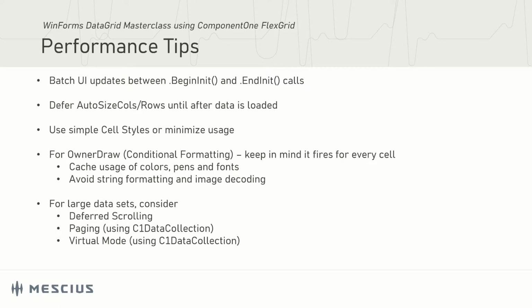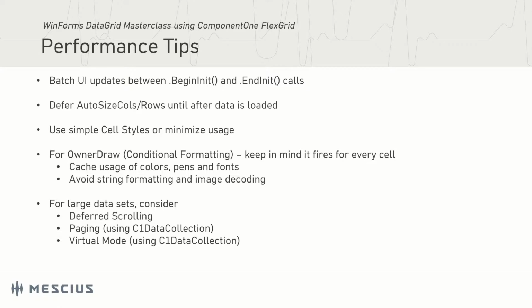Now, when working with large data sets, one of the quick and easy solutions is called deferred scrolling or delayed scrolling. It's kind of like an illusion of performance where FlexGrid does not update drawing the cells until after the user stops scrolling. And it prevents the grid from repainting every pixel as you move down the grid.